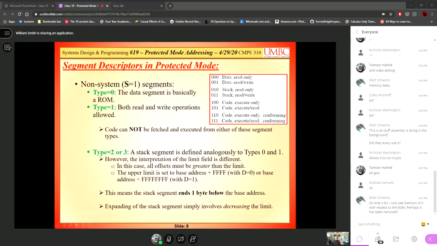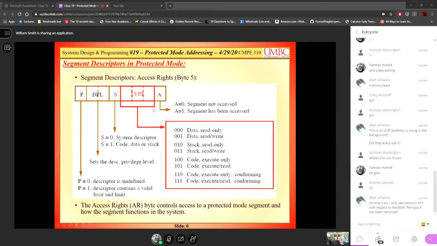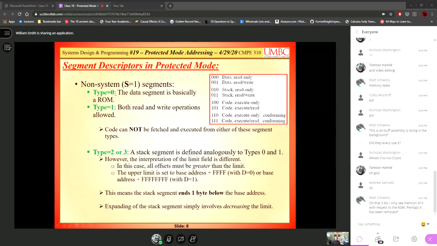All right, in the non-system S equals 1 segment, type equals 0: the data segment is basically a ROM. Type equals 1: both read and write operations are allowed. What he's trying to say here is that if S has been set to 1, then you're going to find type elsewhere. I was trying to figure out where the type part comes into play. I wasn't able to figure that out, so there may be some other function I'm not aware of.